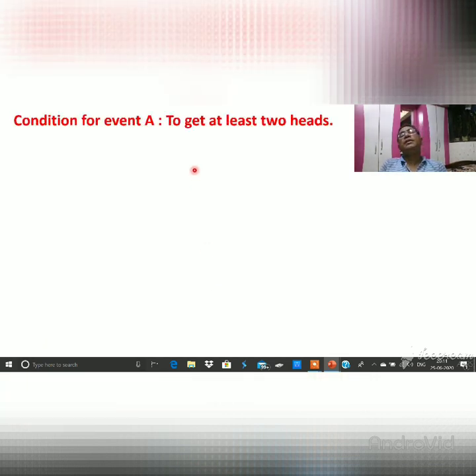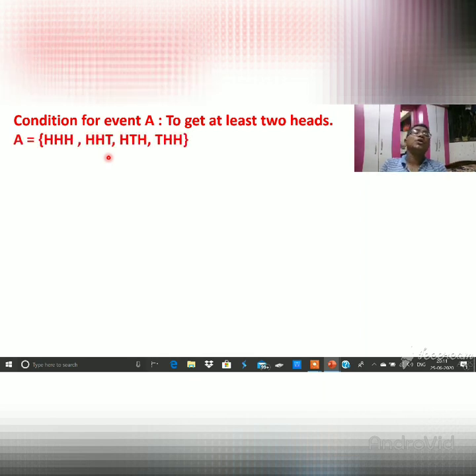Condition A, to get at least 2 heads. They say in this event they want only 2 heads, but you can write more than 2 heads also here. So you can write 3 heads also. So see, here it is written. First 2 heads: HH, 2 heads. HH, 2 heads. HH, 2 heads. And this is HHH, 3 heads. Such events can be written. So how many is the number? 1, 2, 3 and having here 3 heads, so number of A is equal to how many? 4. At least 2 heads they said, but you can write greater than 2 also. So 3 is also written here.